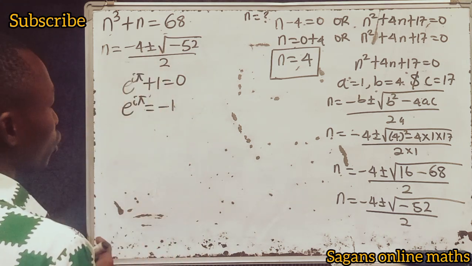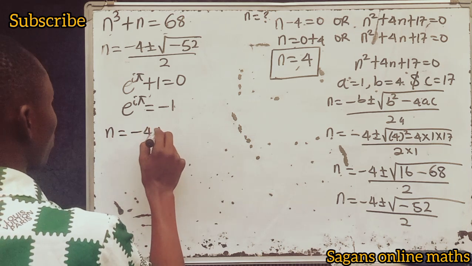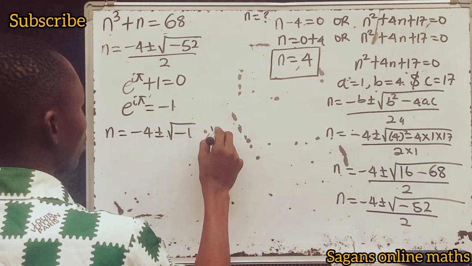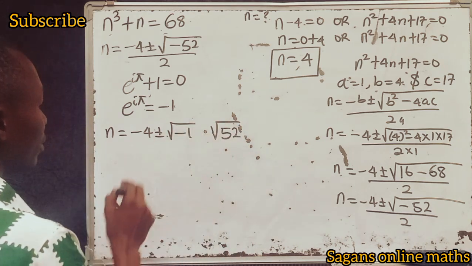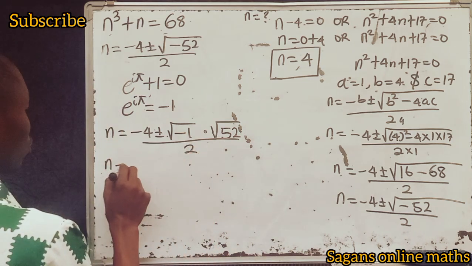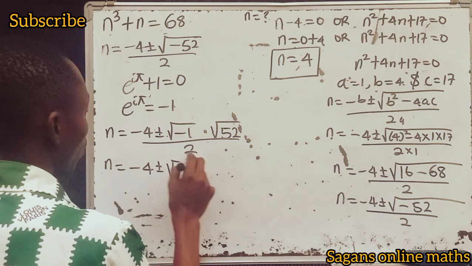From here we can do something very interesting and simple. That means our n will be equal to -4 plus or minus the square root of -1 multiplied by the square root of 52, it's the same thing, then all over 2. That means n will be equal to -4 plus or minus the square root of... look at -1.